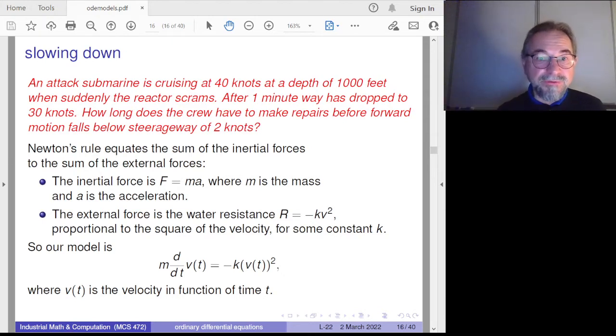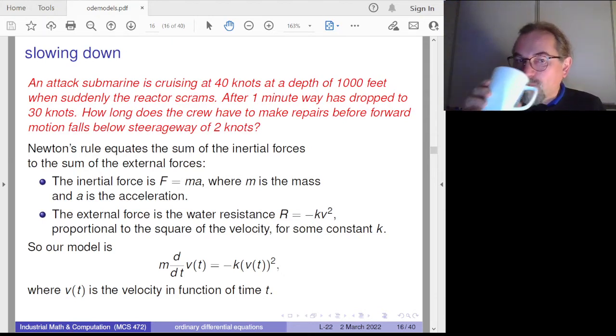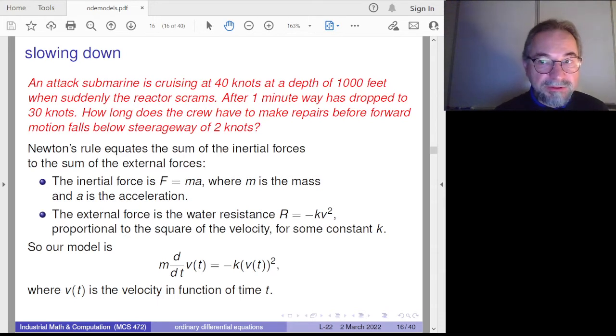And velocity is a function of time. The derivative of the velocity is the acceleration. So the left-hand side in our ordinary differential equation is therefore set. So this is the inertial force, mass times acceleration.